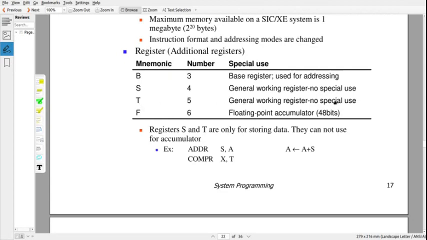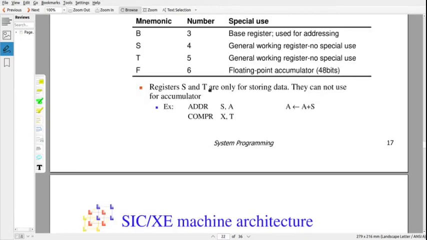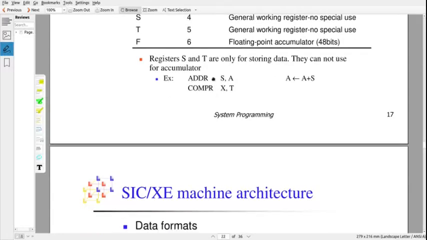T is also a general purpose register. Its number is 5. F is a floating point accumulator. It's a 48-bit register and its number is 6. Here you can see that the registers S and T are only for storing data. So one example: ADDR S, A.